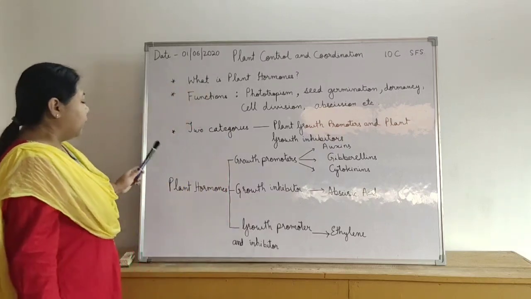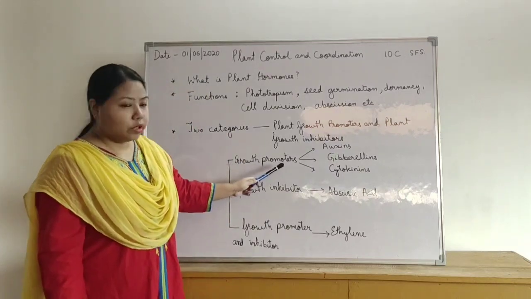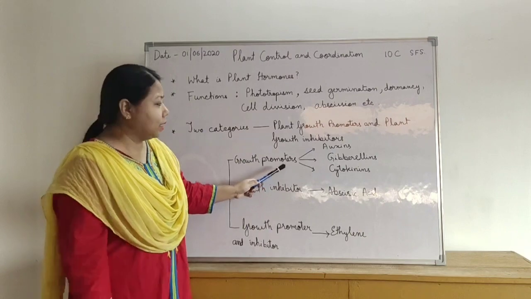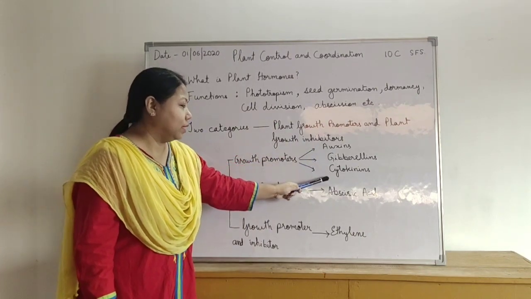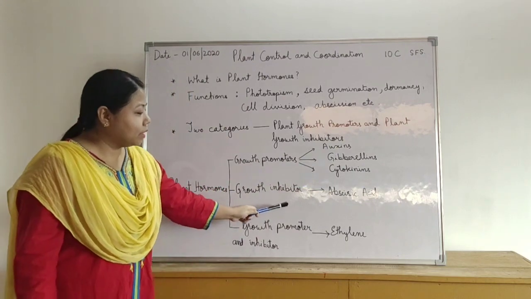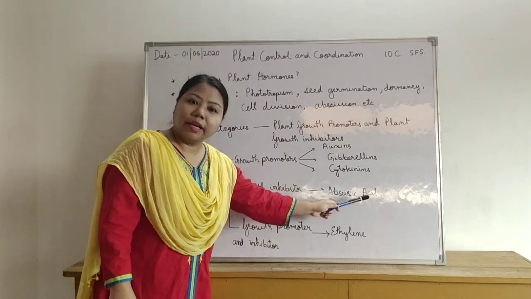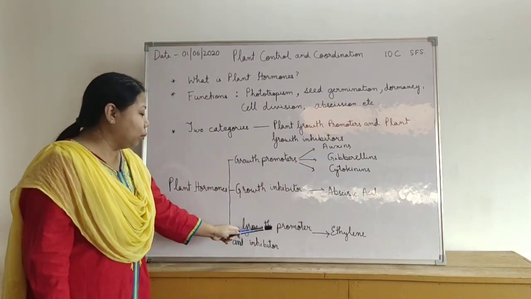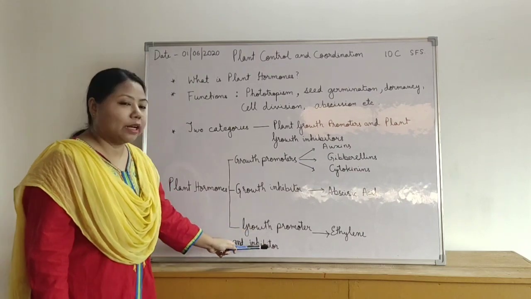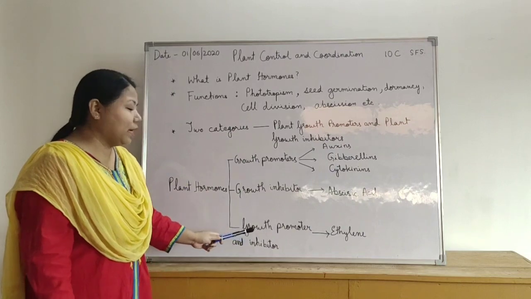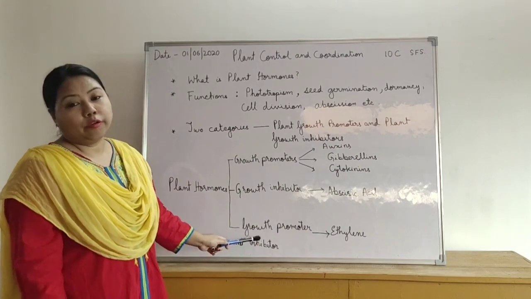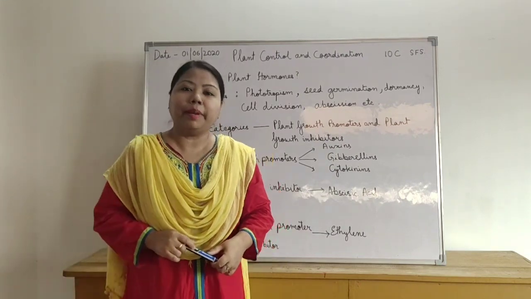Fine? Okay. Now the growth promoters which are produced by the plants are auxins, gibberellins and cytokinins. Growth inhibitor is the abscisic acid, and the growth promoter and inhibitor, that means ethylene, is helpful in promoting and inhibiting the growth of the plant.